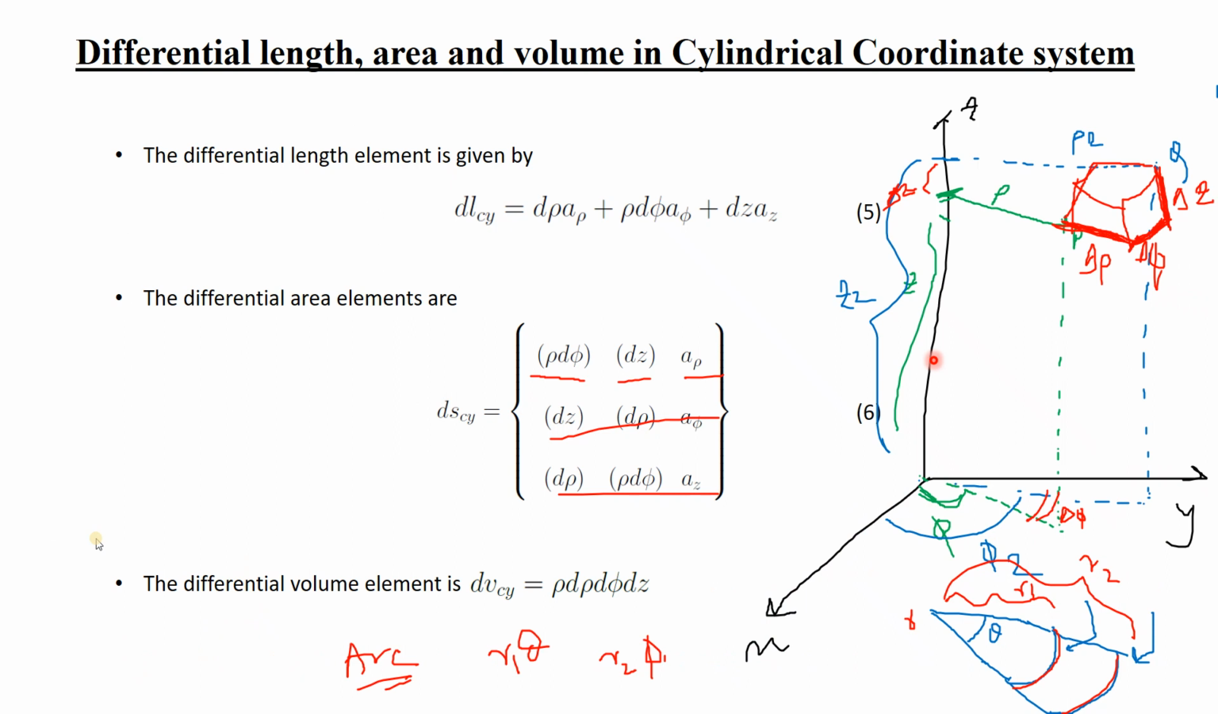And the differential volume will be the product of all the increments, that is d rho into rho d phi into dz. This is the volume.